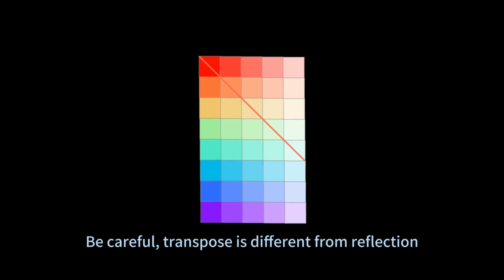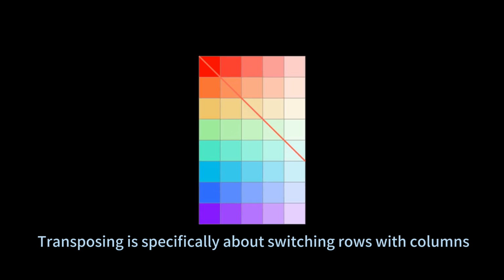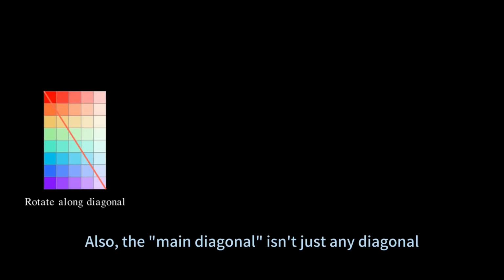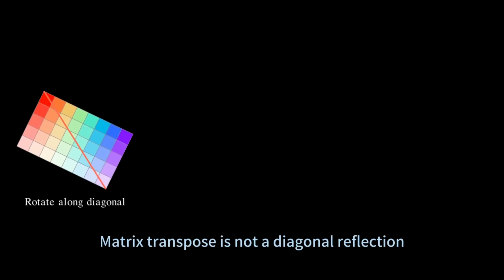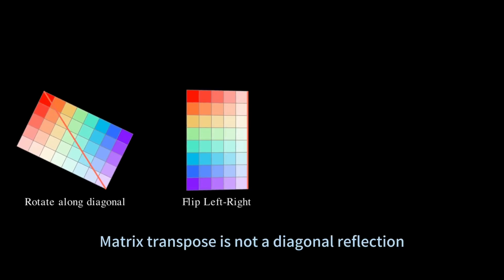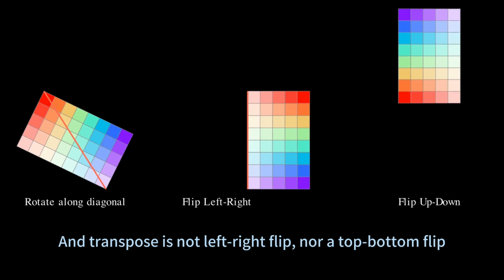Be careful, transpose is different from reflection. Transposing is specifically about switching rows with columns. Also, the main diagonal isn't just any diagonal. Matrix transpose is not a diagonal reflection, and transpose is not a left-right flip nor a top-bottom flip.